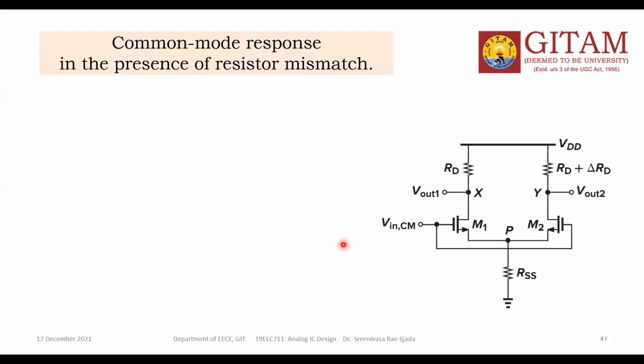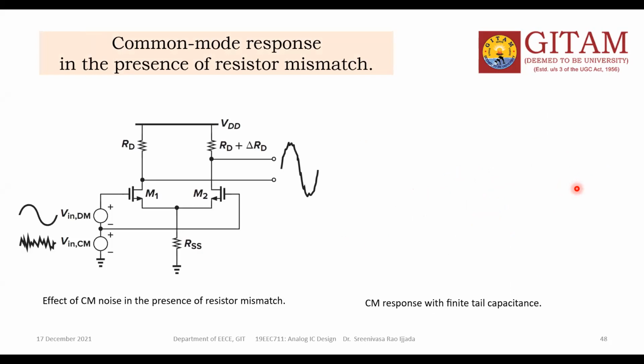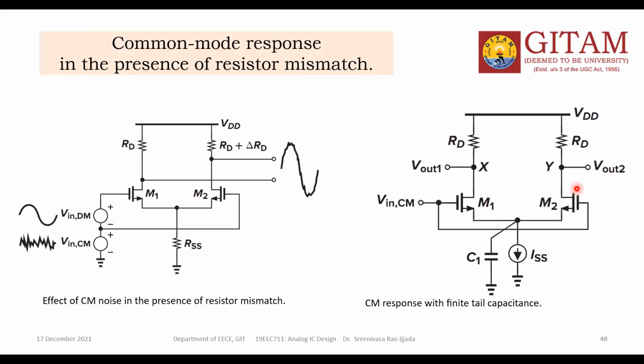Another thing is, earlier this is RD, this is RD. Now suppose any resistor is changing, RD is changing by a small amount, then definitely that branch will lead to more resistance. So this is what will happen.